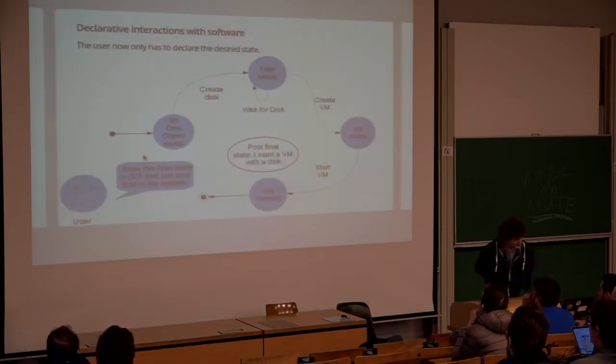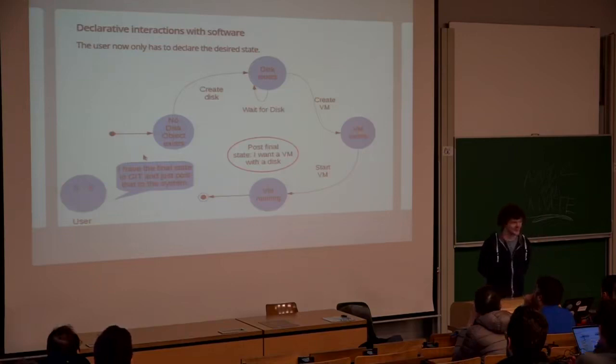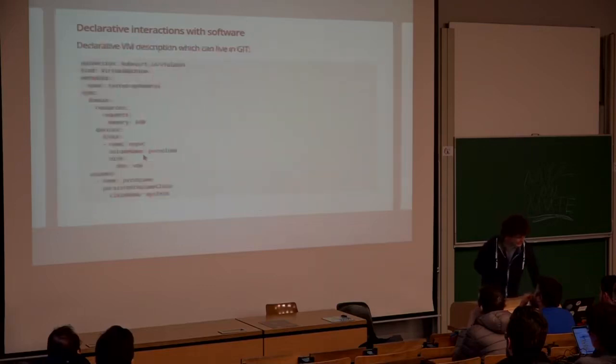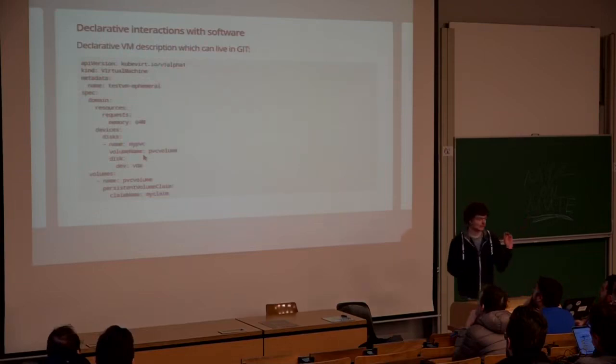Here you again see the user, and in the red circle you see what the user now has to do in the system. He just posts the state of what he wants from the system, and he doesn't care about all the intermediate states. And here is an example of how such states can be expressed in Kubernetes.